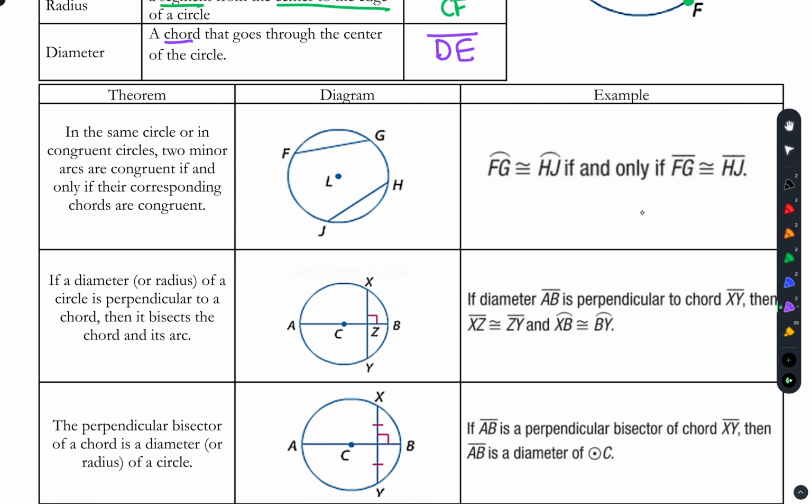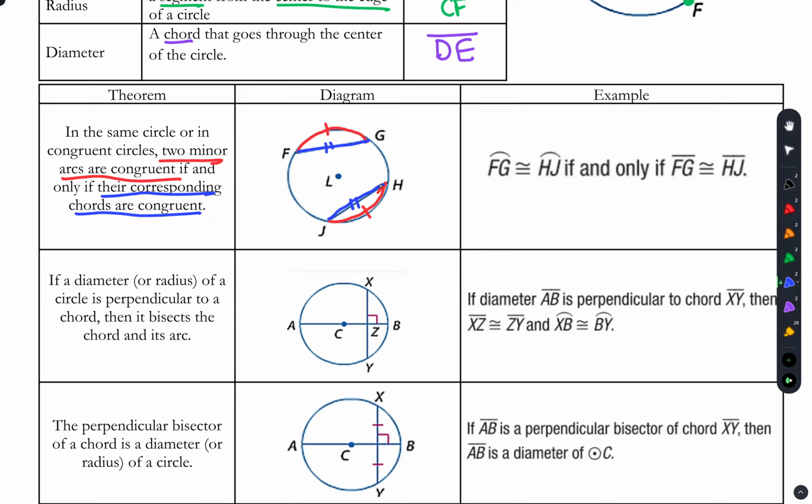congruent if and only if their corresponding chords are congruent. So I'm going to kind of try to label hypotheses and conclusions here just so we can see what is causing what. So this one says two minor arcs are congruent. So those are these minor arcs here and here. An arc is a portion of the curvy part of the edge of the circle. If and only if their corresponding chords are congruent. So these chords here and here are congruent, therefore the arcs are congruent.